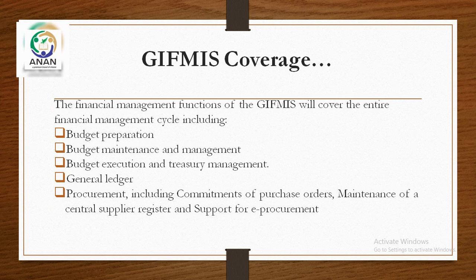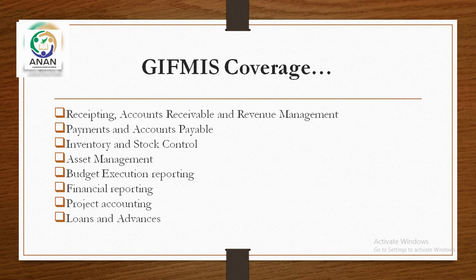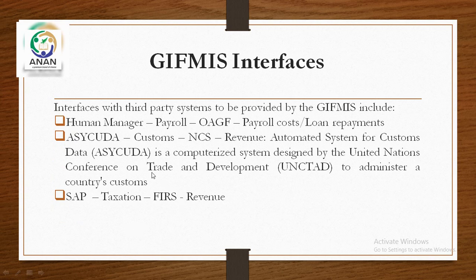GIFMIS coverage. The financial management functions of GIFMIS will cover the entire financial management cycle. Now let's look at the coverage: 1. Budget preparation, 2. Budget maintenance and management, 3. Budget execution and treasury management, 4. General ledger, 5. Procurement, including commitments of purchase orders, maintenance of a central supplier register, and support for procurement. So these are the coverage of GIFMIS, including the following: receipting, accounts receivable and revenue management, payments and accounts payable, which happens to be the creditors, short-term creditors, inventory and stock control, asset management, budget execution reporting, financial reporting, project accounting, loans and advances.